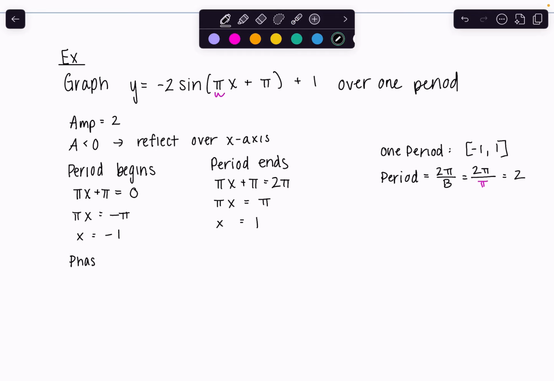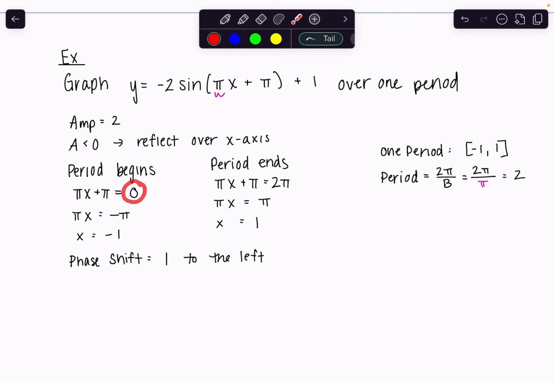Our phase shift, again, depends on the book exactly how you write this. In some books, it'll say your phase shift is just negative 1. If it wants the direction, we are going to move this 1 to the left.